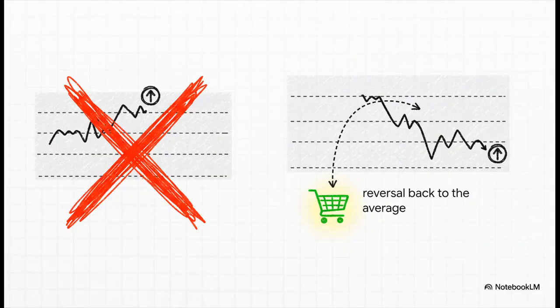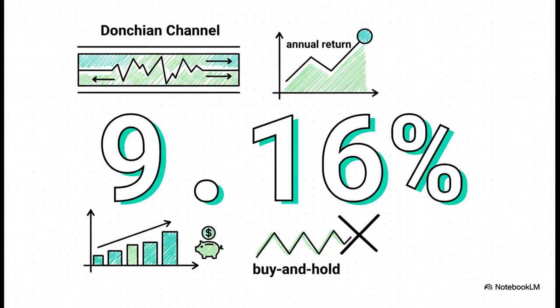Yep, you heard that right. For stocks, the data suggests doing the complete opposite of what Donchian intended. Instead of buying strength when price breaks out to a new high, the better strategy seems to be buying weakness, buying when the price breaks below that lower band and basically betting that it's going to snap back up towards the middle. And when you look at the numbers for this counterintuitive strategy, they're pretty compelling.